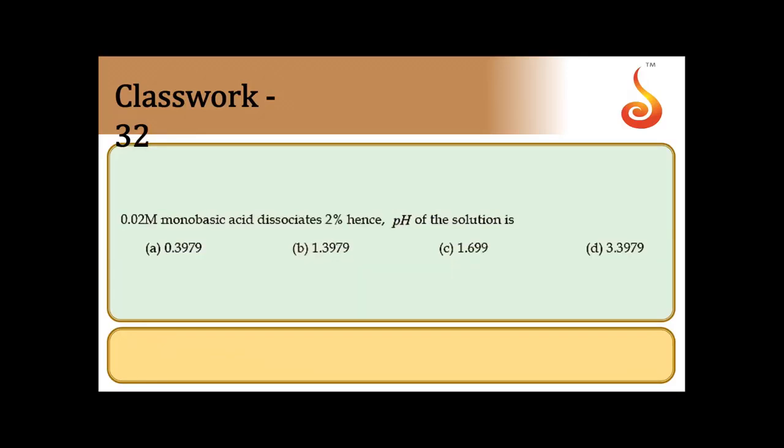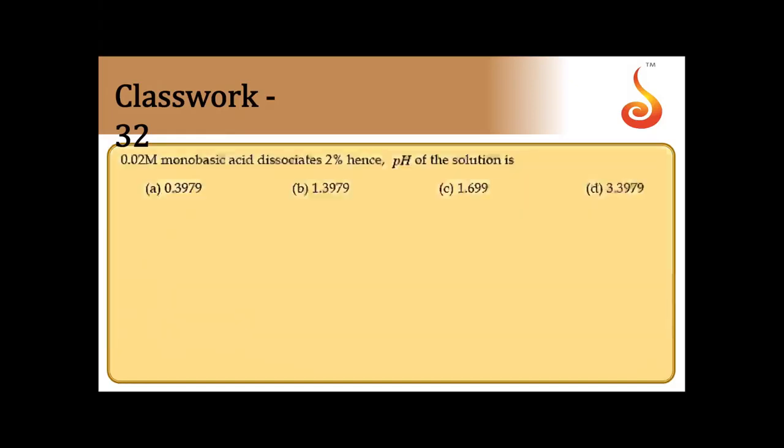Then 32. 0.02 molar monobasic acid dissociates 2%. Hence pH of the solution is equal to. Dissociation value is given as 2% here. And we have the concentration also. So therefore it is a monobasic acid. So therefore for monobasic acid, H plus ion concentration is also given by C into alpha.